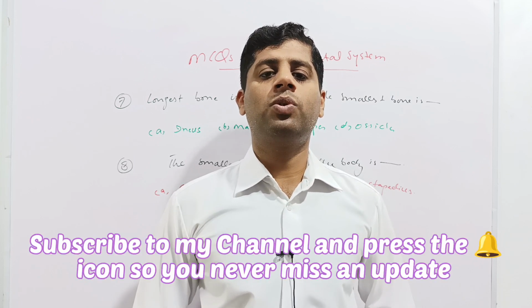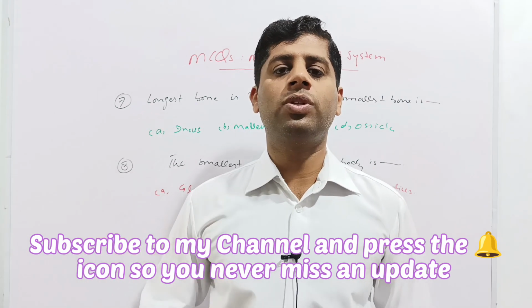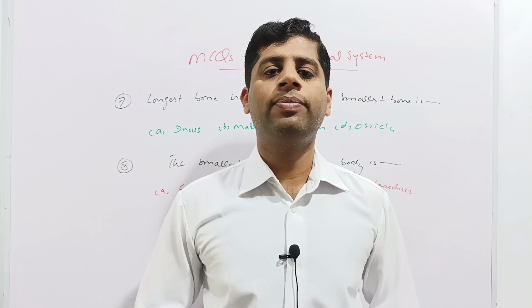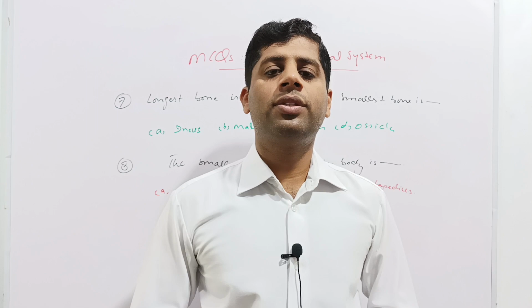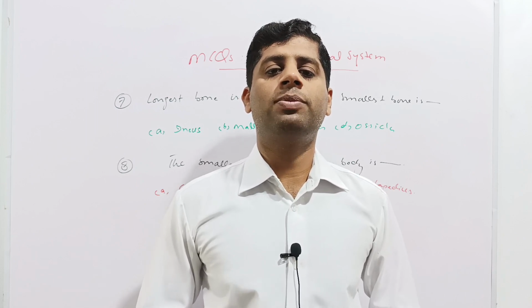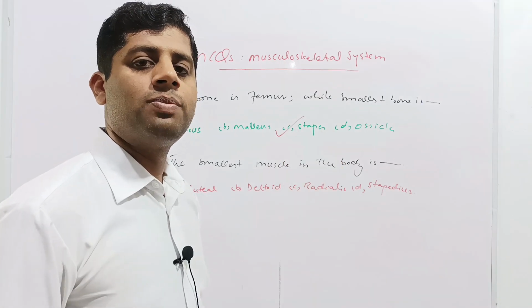As you know, the smallest bones are located in the ears. Incus, malleus and stapes are the three small bones present in each ear, which are collectively known as ossicles. And out of these three bones, again the smallest bone is the stapes bone. So option C is correct, that the stapes bone present in the ear is the smallest bone of the body.